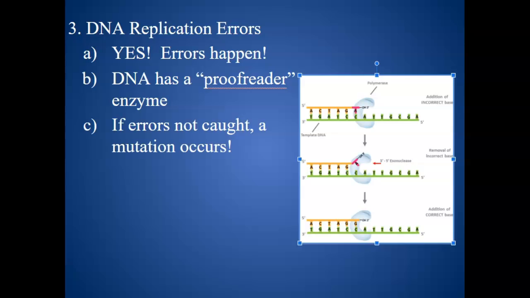If errors get through, and this doesn't happen very often, but it does happen, that you have an incorrect pairing, an AC pairing for example, that would be called a mutation. Okay, it's a form of mutation. And later on in this unit, you're going to learn what some consequences of mutations are. Is it good? Is it bad? Is it just what it is? We'll learn more about that later, okay?